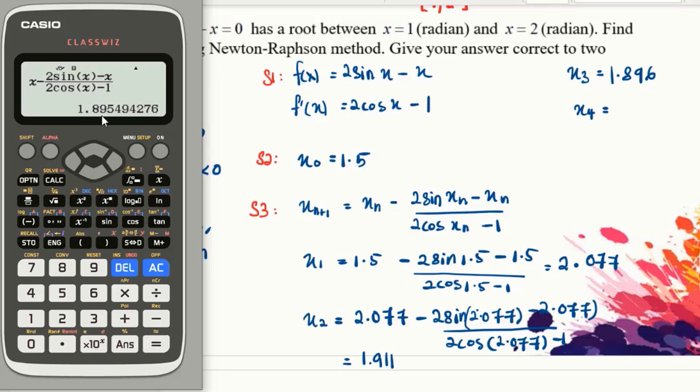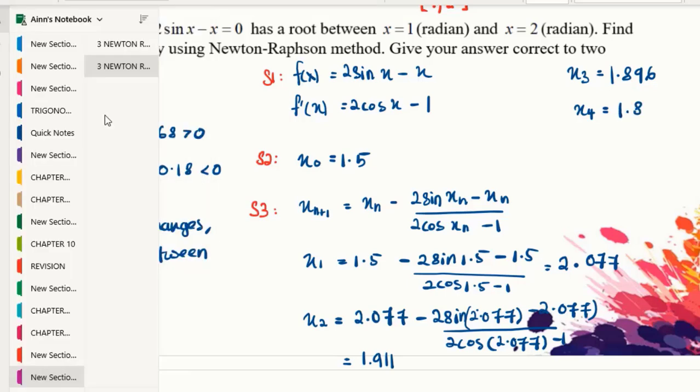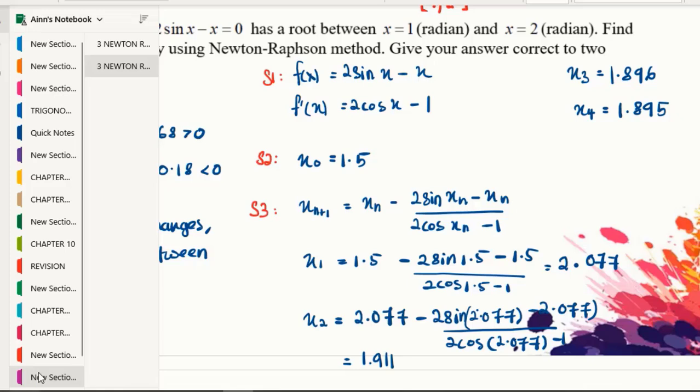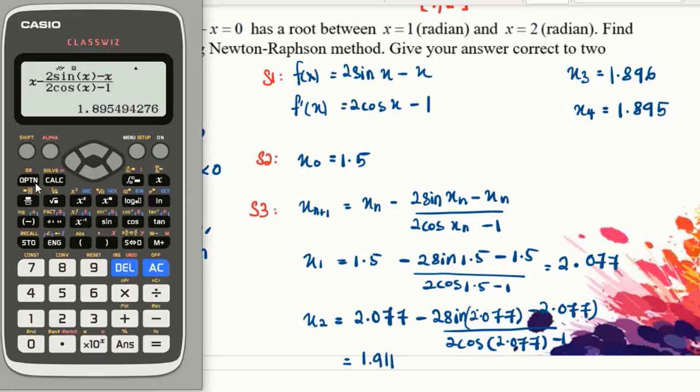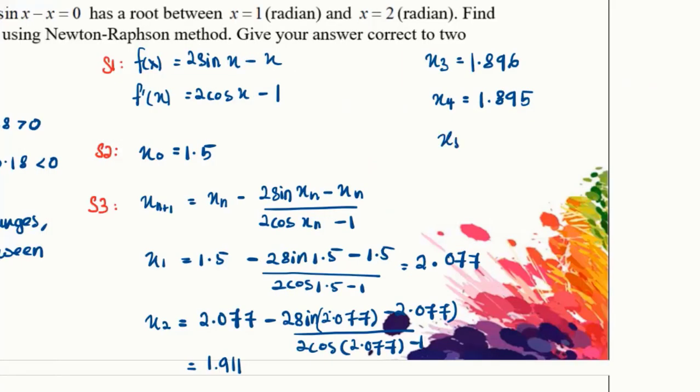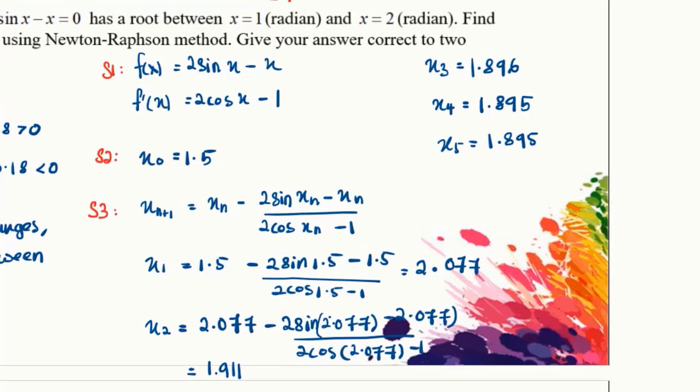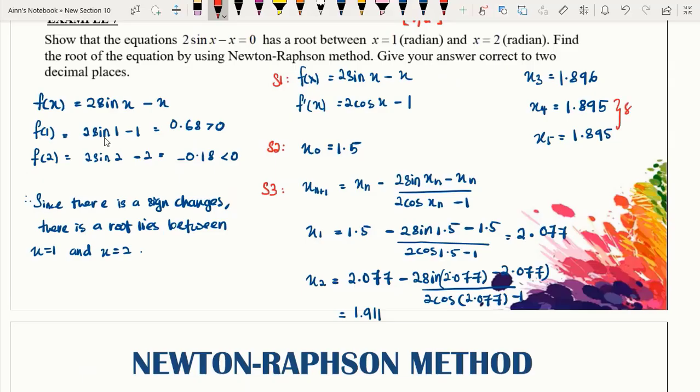answer equals. So this one is 1.896. Sorry, 1.895. So we'll get 1.895. Still not the same. This one has to be the exact same. So we continue for x5. So x5 we have calculate answer equals. So we have 1.895. This is the exact same as x4, 1.895. So this is our stopping criteria. So now we can stop and put our final answer.